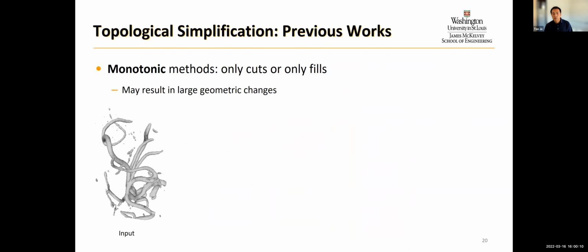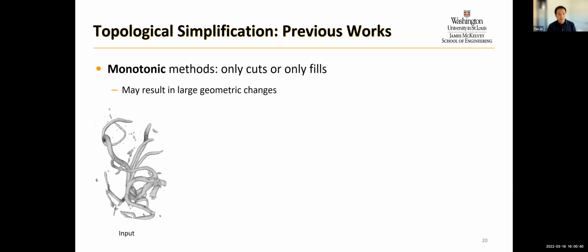Looking at the previous works in this area, there are a lot of methods working on simplifying topology of 3D models. A group of methods only perform cutting or filling. So they either add stuff to the object everywhere, or they remove things from the object everywhere. They cannot do adding in certain places and filling other places. These are what I call monotonic methods. The downside is that they can cause substantial changes in geometry.